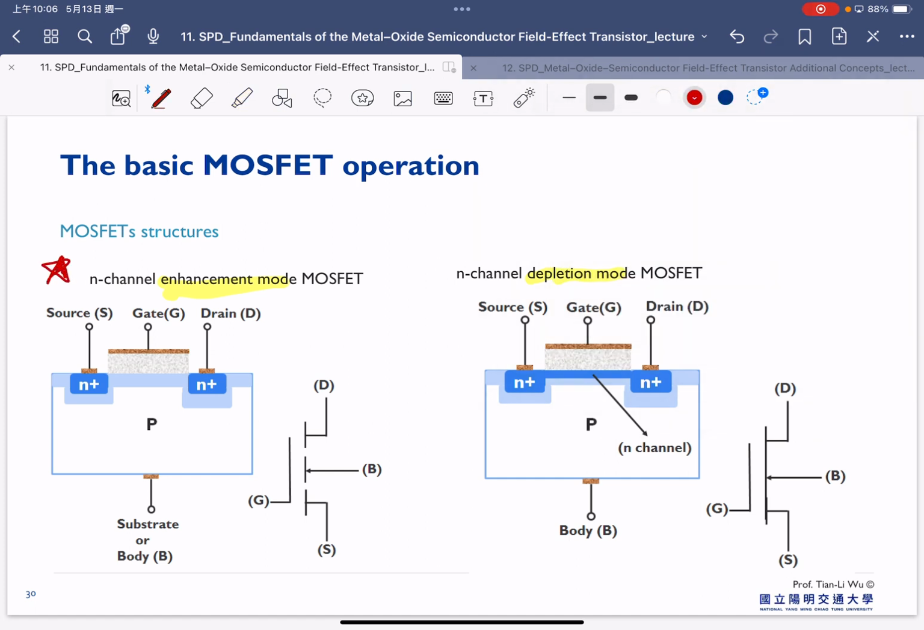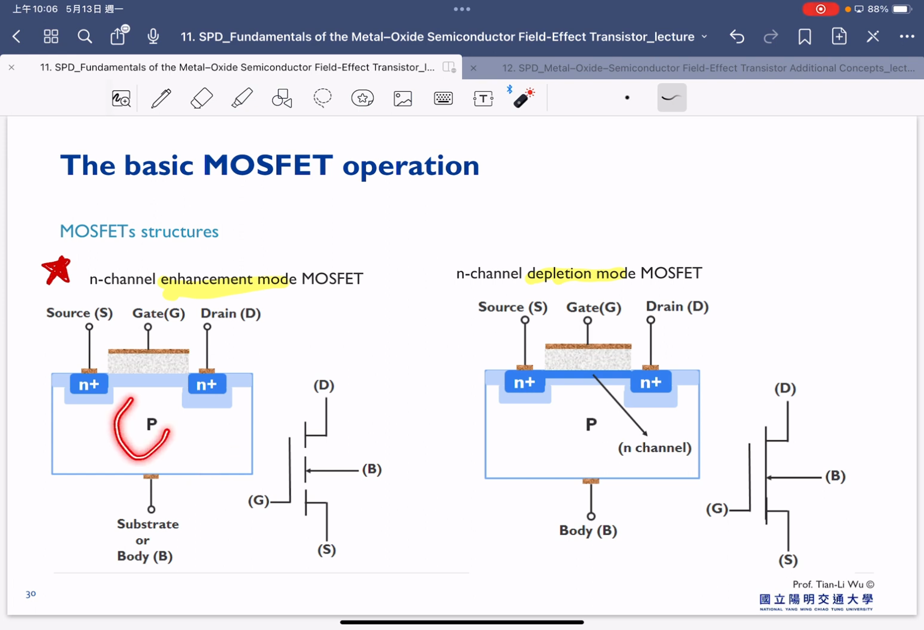Try to explain the MOSFET physics and operation, because N-channel enhancement mode is the one that we use most often in reality here. So once we talk about this enhancement mode, it means that this is a very simple MOSFET structure.